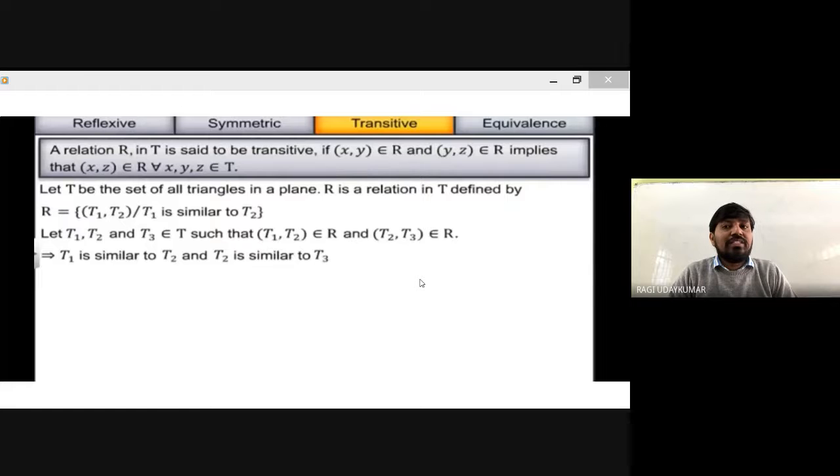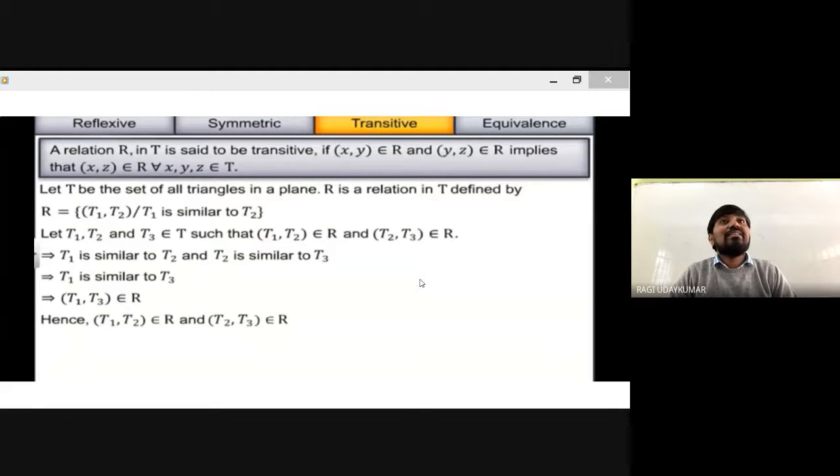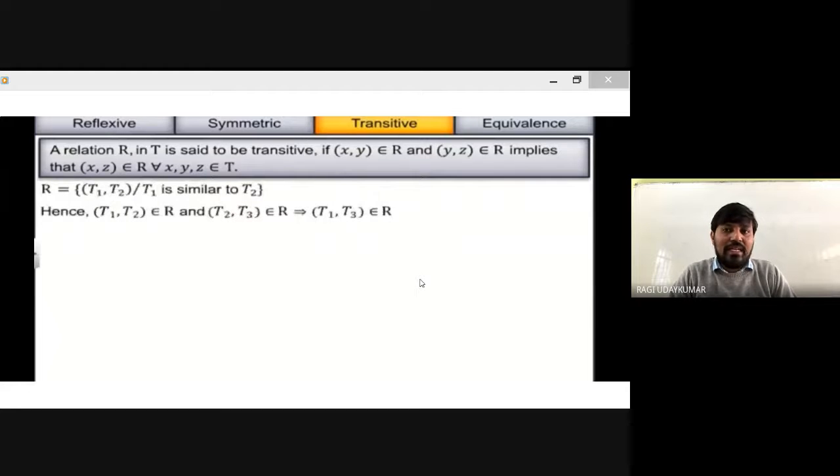Consider (T1, T2) belongs to the relation and (T2, T3) belongs to the relation. That is nothing but T1 is similar to T2 and T2 is similar to T3. Like A equal to B and B equal to C means A equal to C, here the similarity condition also satisfies. So T1 is similar to T3. It is satisfying in the case of triangle similarity, so we can say that it is a transitive relation.